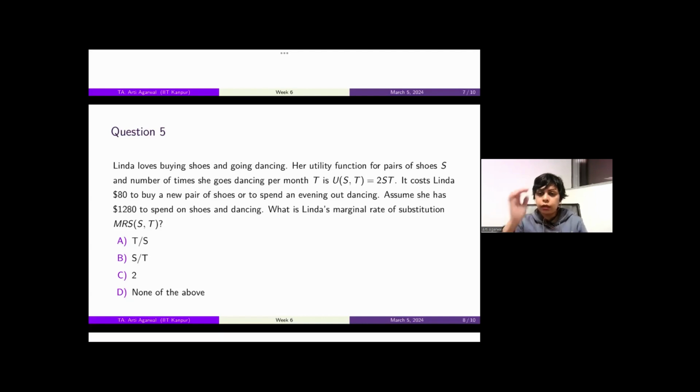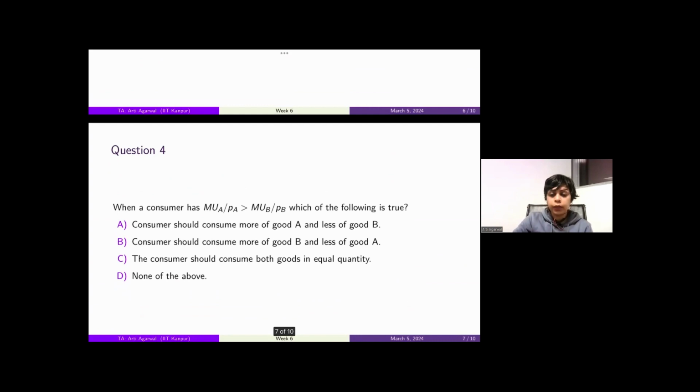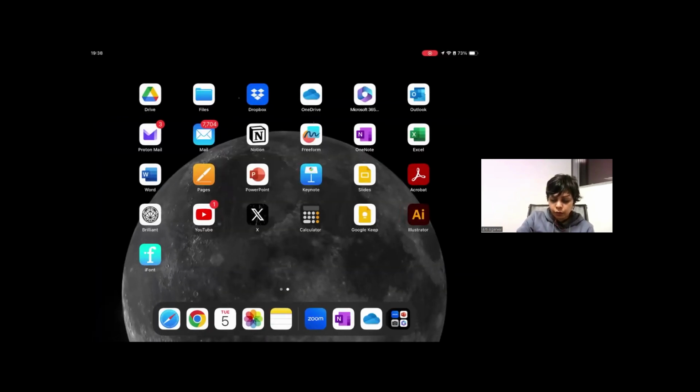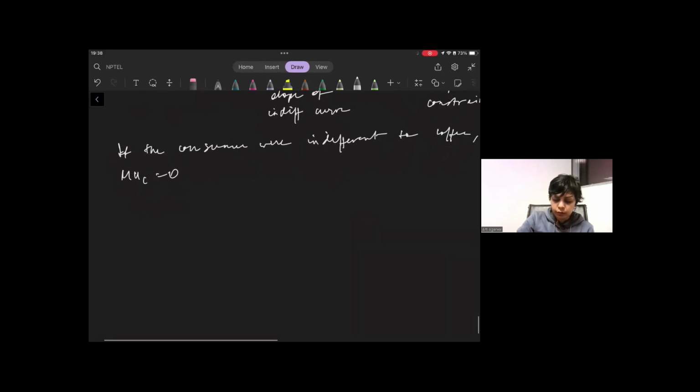You're asking the utility function, does it matter? If the goods were perfect substitutes, wouldn't we get a corner solution? If the goods were perfect substitutes, it just means that their marginal utility, like their MRS, would be constant. It doesn't necessarily mean that you will get a corner solution. One minute, let me just think over that a bit.